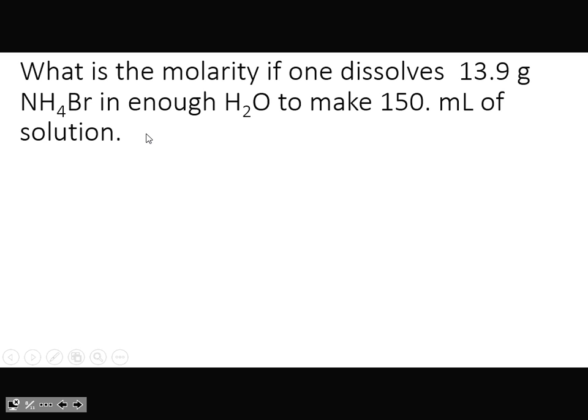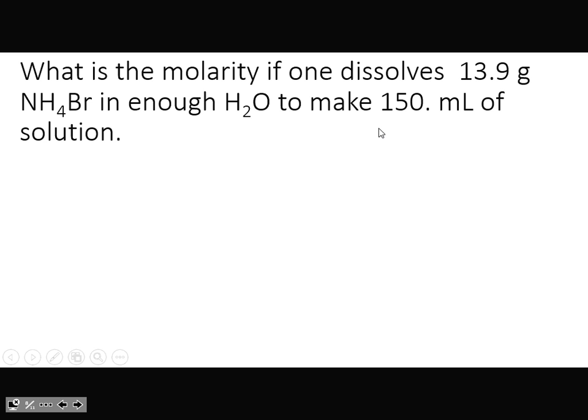Now, for these next two, I want you to go ahead and copy down the problem, and I want you to work this in your notebook, okay? The question is, what is the molarity if one dissolves 13.9 grams of ammonium bromide in enough water to make 150 milliliters of solution? Okay, so I've got grams and I've got milliliters. Okay, go ahead and work this problem. Once you get the problem done, play the video again and I will go through how to work this, see if you got it right.